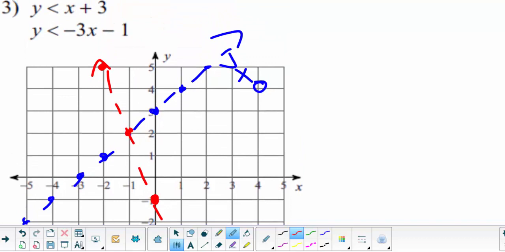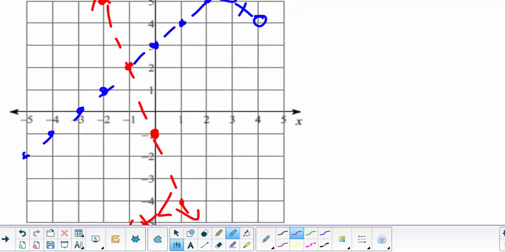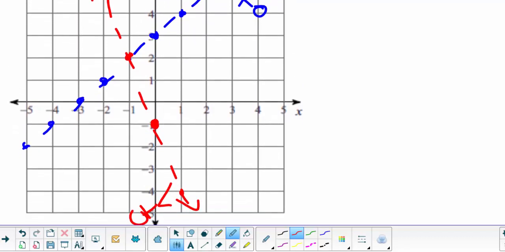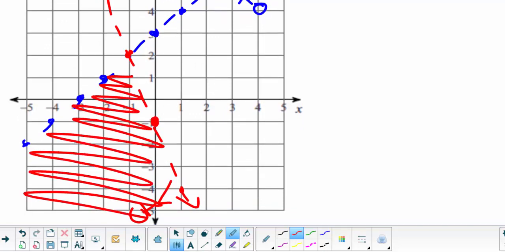And less than is the side we cannot walk on. So we'd be shading that side. So imagine that blue line, the whole underneath of it being shaded, and the red, the whole backside of it being shaded. The overlapping region would end up right here. So that's where all of our solutions are. And none of the points along the line are included because they are dotted.